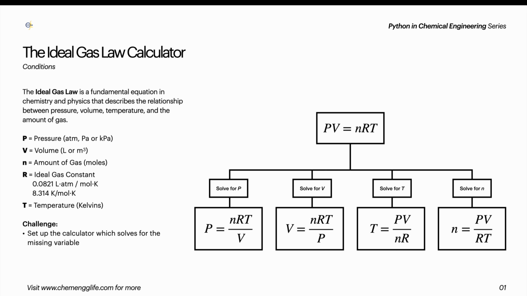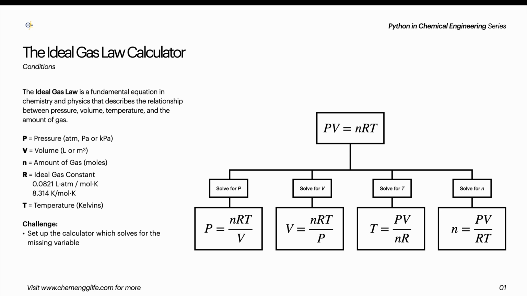In this video, we are going to see how we can build an ideal gas law calculator using Python. For people who do not know, the ideal gas law is a fundamental equation in chemistry and physics that describes the relationship between pressure, volume, temperature, and moles of a gas. The ideal gas equation itself is PV = nRT.